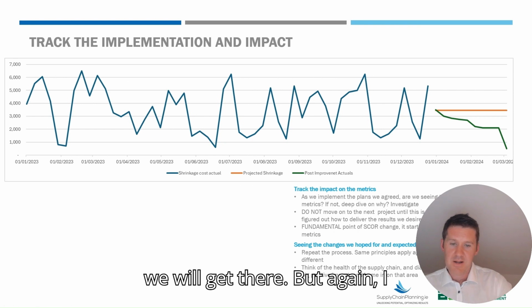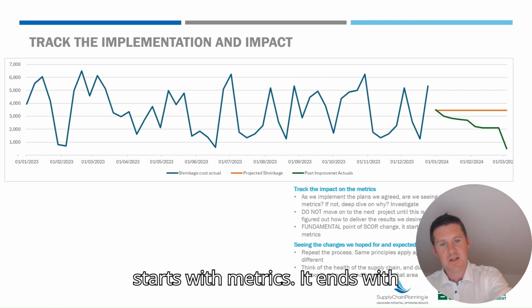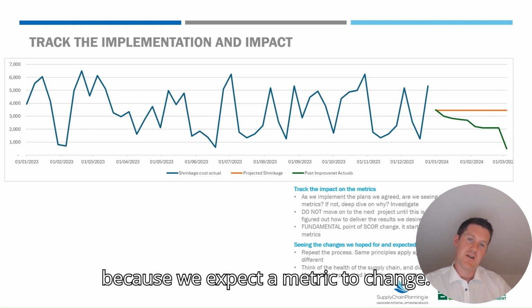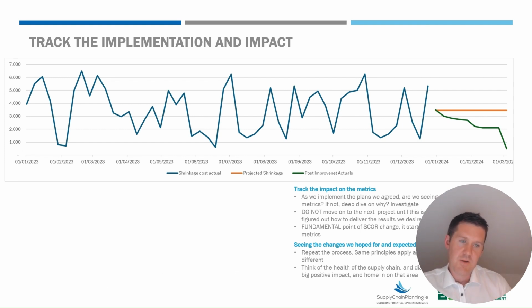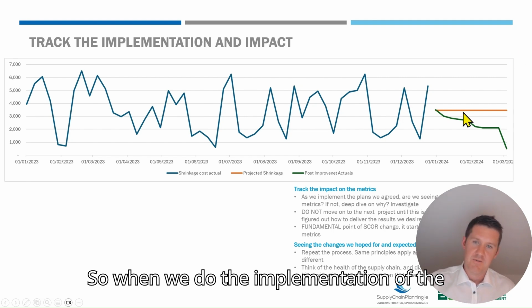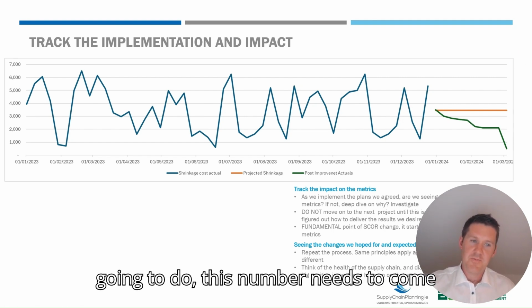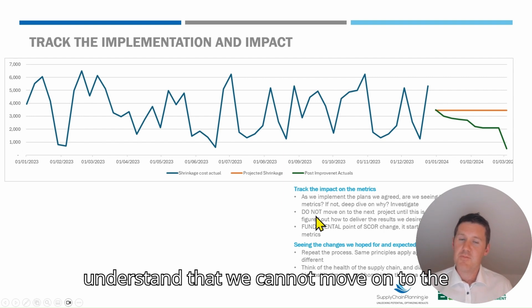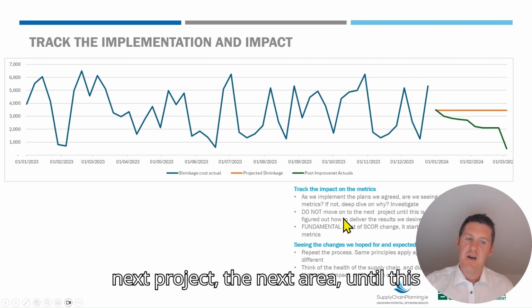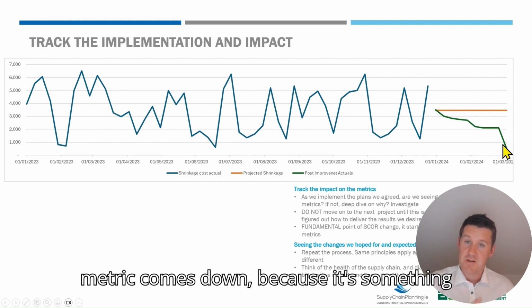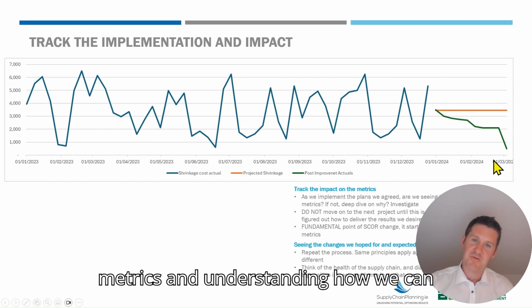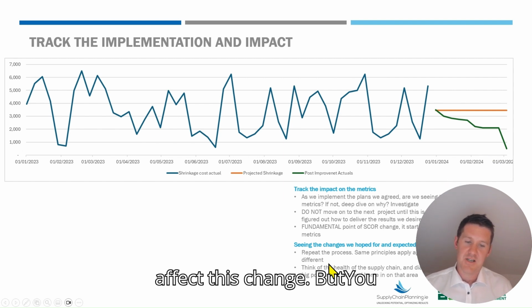But again, I come back to where the score goes. It starts with metrics, it ends with metrics. Everything we're doing is because we expect a metric to change. So when we do the implementation of the four, five, six things that we said we're going to do, this number needs to come down. If it's not coming down, we need to understand that. We cannot move on to the next project, the next area, until this metric comes down, because there's something we're not understanding. That's a fundamental point. It's all about the metrics and understanding how we can affect this change.